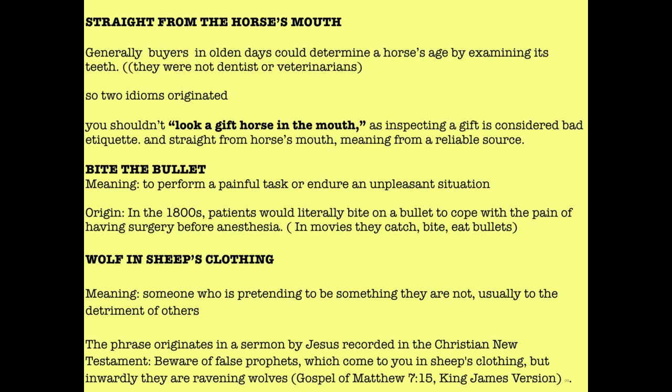Now we will go to idioms. Straight from the horse's mouth. What is this? Generally, buyers in olden days, when they wanted to buy a horse, and I think cows as well, would determine a horse's age by examining its teeth. They were not dentists or veterinarians, but they did it. We don't know how. So two idioms originated. One: don't look a gift horse in the mouth, because you're trying to look at its age and value. Or: straight from the horse's mouth, meaning from a reliable source.